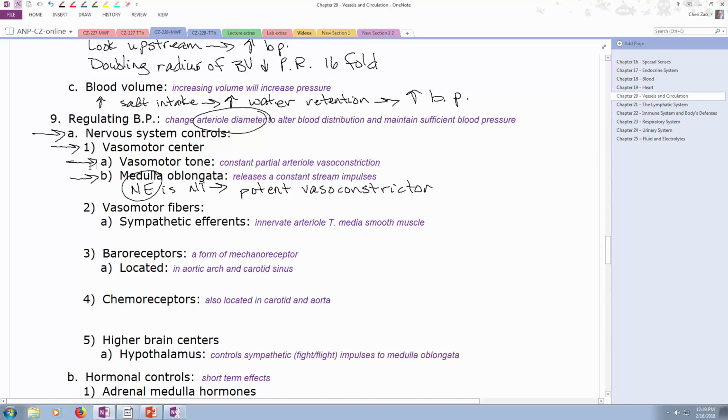As stated here, the vasomotor fibers are sympathetic efferents, innervating the tunica media of our arterioles. And this is important, as this is what is maintaining our resting blood pressure. Let's go ahead and add this up here too.